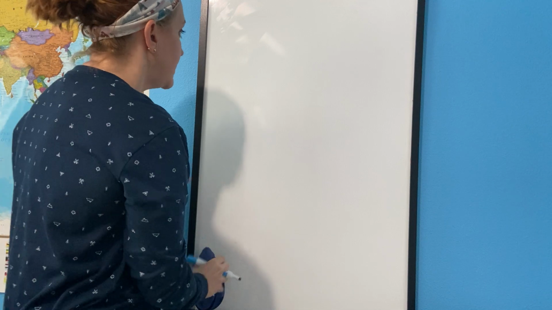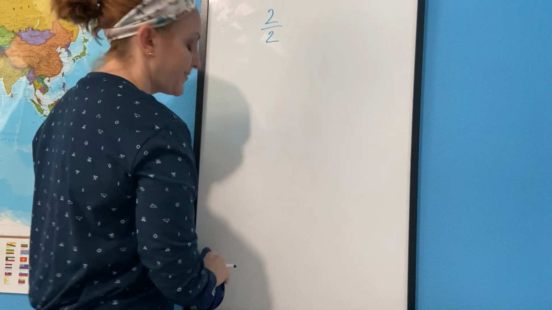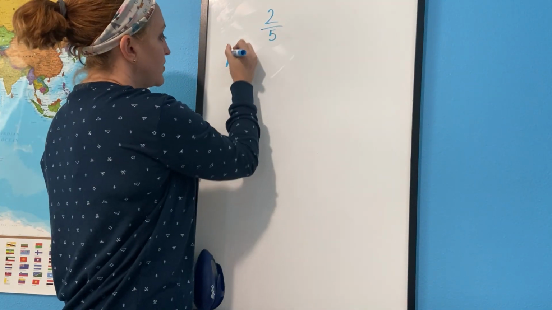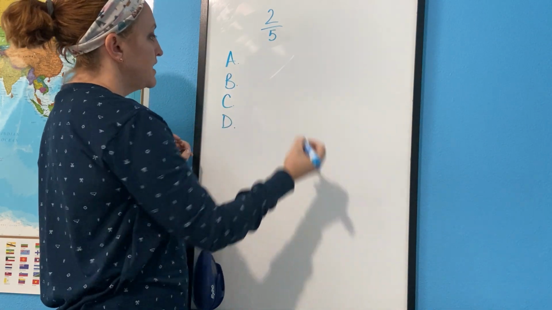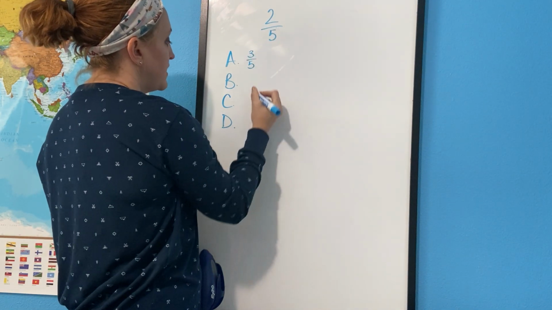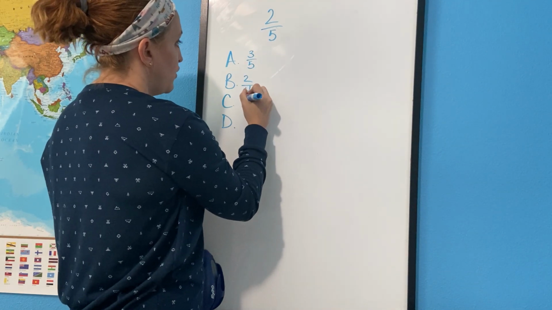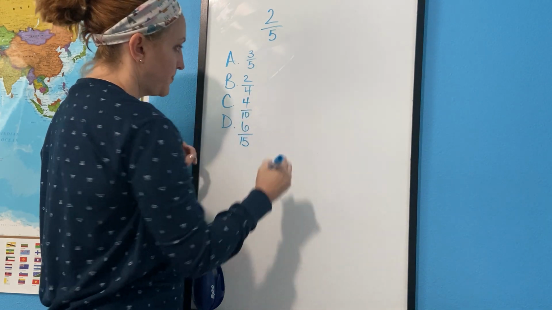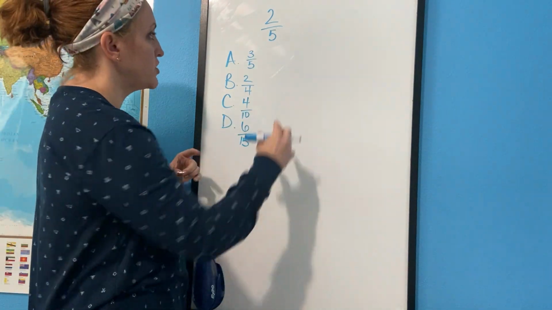All right, let's say I have to find all of the fractions that are equivalent to 2/5. Oops. Sorry, guys. All of the fractions that are equivalent to 2/5. And so I have my answer choices here. All right. And let's say that my answer choices are 3/5 and 2/4, and 4/10 and 6/15. Okay. I have to test all of them because I said this is a select all the answer choices.